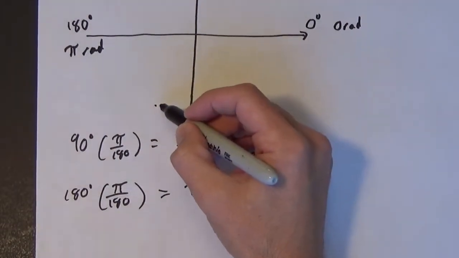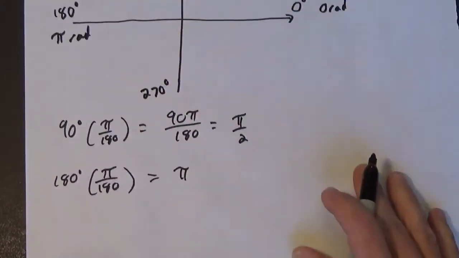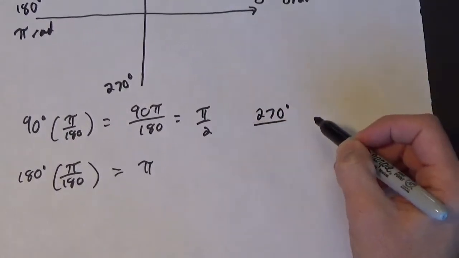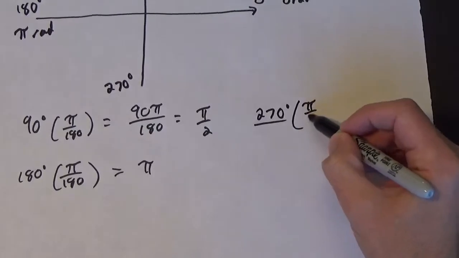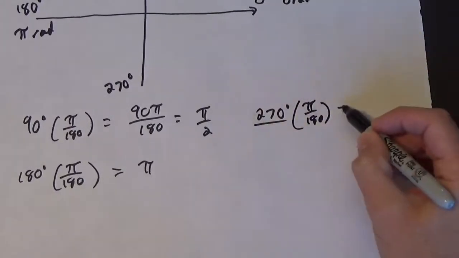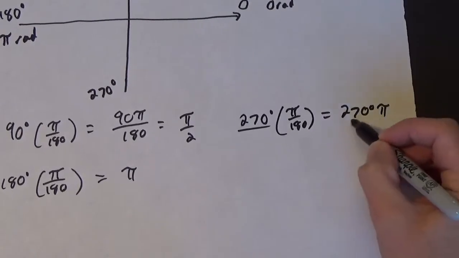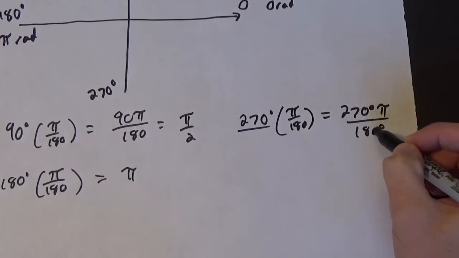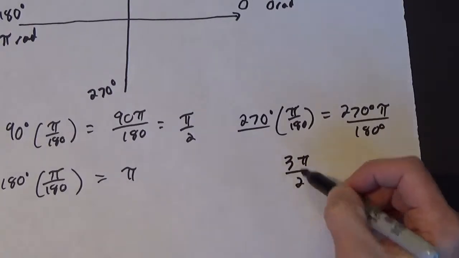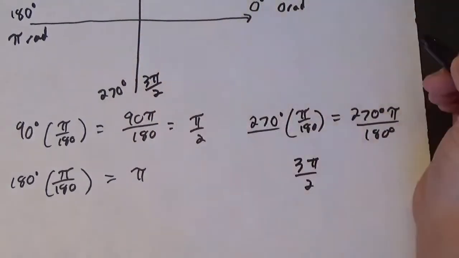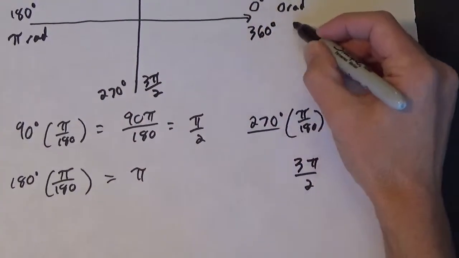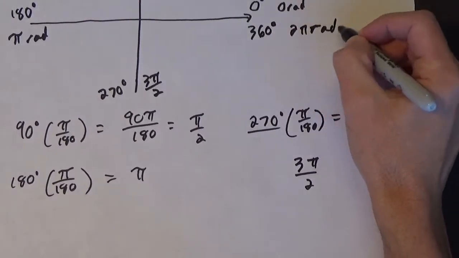Down here is 270 degrees. So let's look at that. 270 degrees times pi over 180, sorry about that. So that's going to end up being 270 pi over 180. The degrees cancel out. What does that reduce to? Let's see, the zeros cancel out. 27 and 18 can be divided by 9. So it is 3 pi over 2. And then 1 revolution of a circle is 360 degrees, which we know is 2 pi radians.